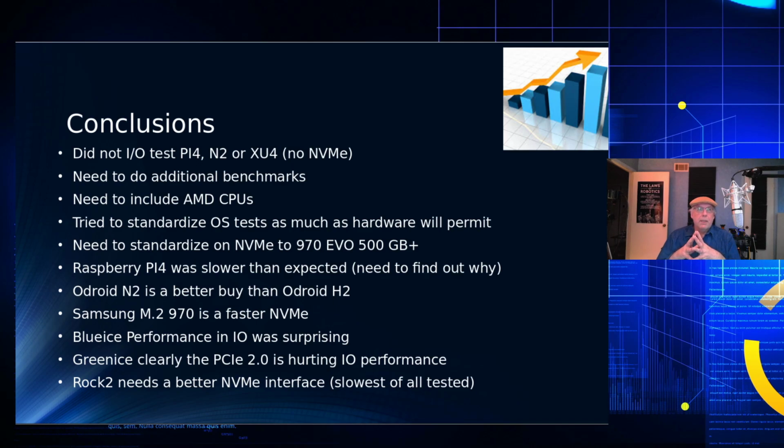So I did not test the I/O on the Pi 4, the NT, or the XU4. The reason for that is they do not support NVMe. Some of those do support SATA, like the XU4. There's a version that supports SATA. But as I had mentioned before, those interfaces go through the USB 3.0. So yeah, you're going to be limited in performance with those. So I didn't bother to test the I/O.